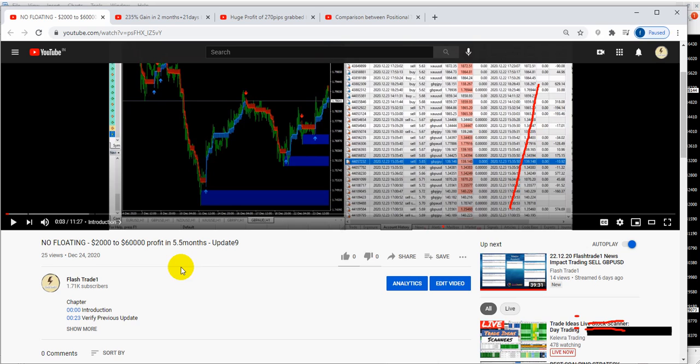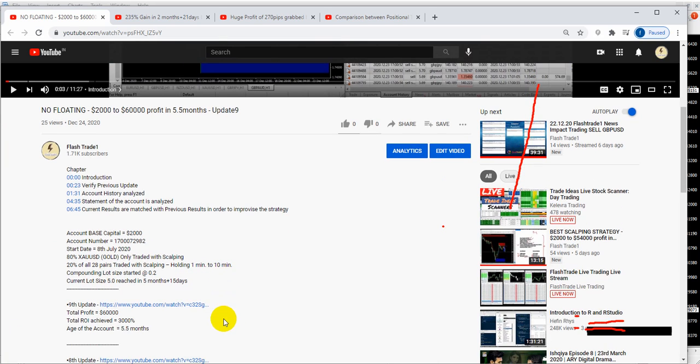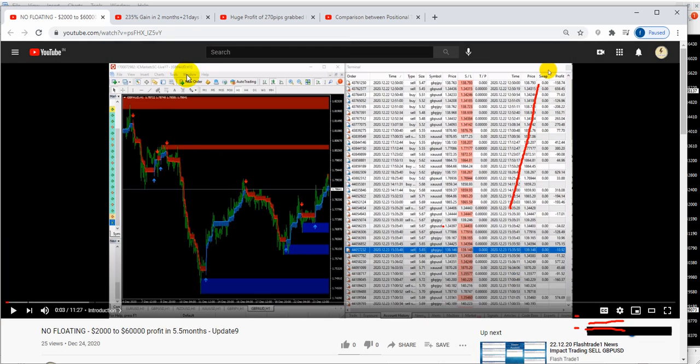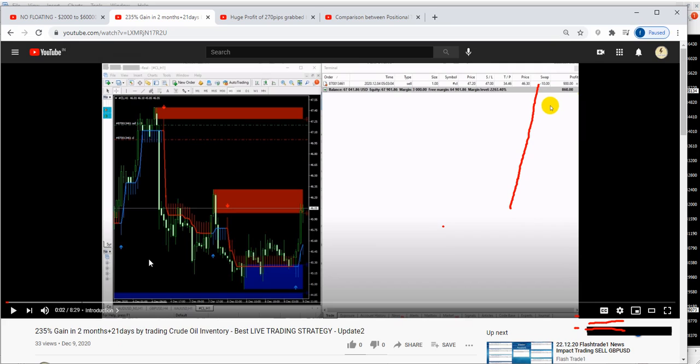We have shown the account for the 9th time. Here the scalping is being done. You can see over here that it is traded only with scalping. Holding of 1 to 10 minutes is being done over here, and as of now from 2000 a profit of $60,000 has been made on the account in just 5 months. So here the scalping is being done. You can see this. Here we are doing day trading and swing trading, where trades will be open for either 1 day or 2 to 3 days, not more than that.